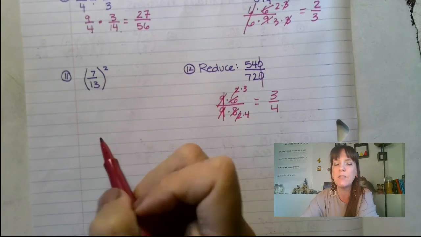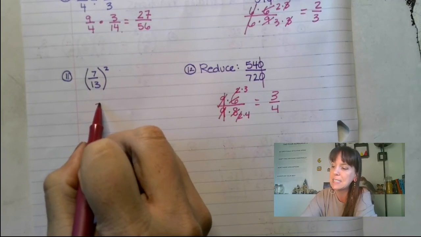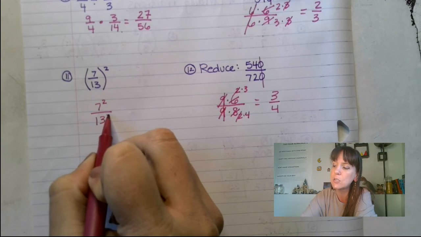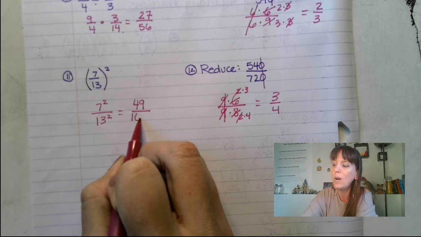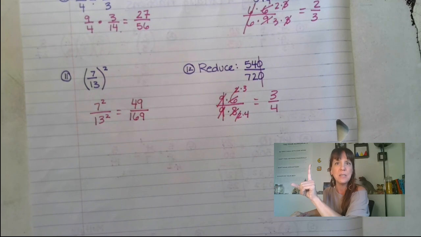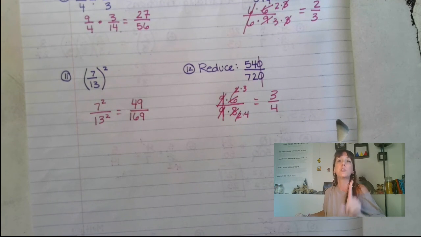Remember, this is 7/13 times 7/13, which means we get 7 squared over 13 squared. 7 squared we know is 49. 13 squared is 169. If you're not going to take me seriously about learning your multiplication tables, the bare minimum, you gotta learn your perfect squares up through 15. That is way more helpful.